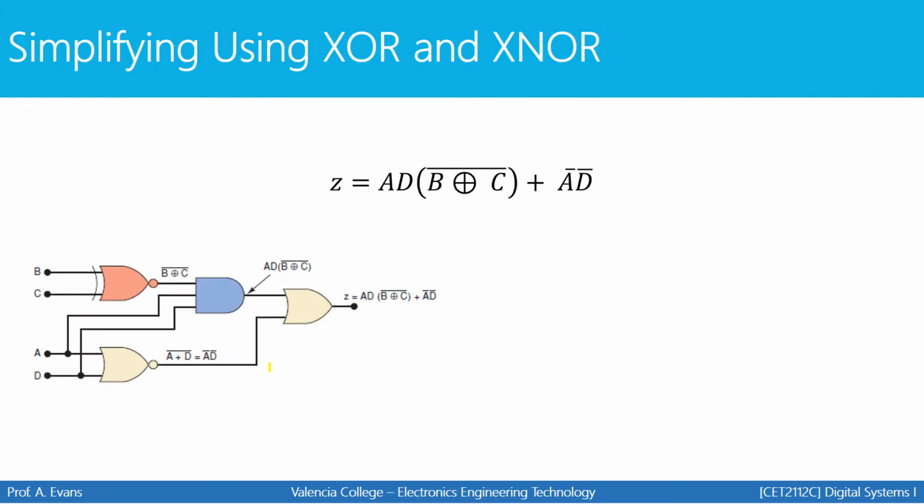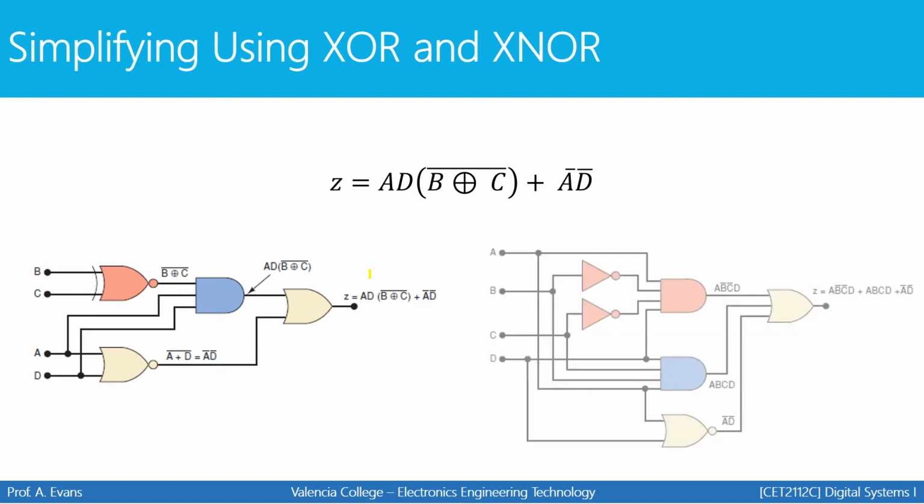So now here's our simplified circuit where the XNOR is right here. And then we have that going into an AND gate with A and D. We also have the NOR with A and D as the inputs to the NOR. And then the last two expressions are going into an OR gate. So this is our simplified expression and our simplified circuit.